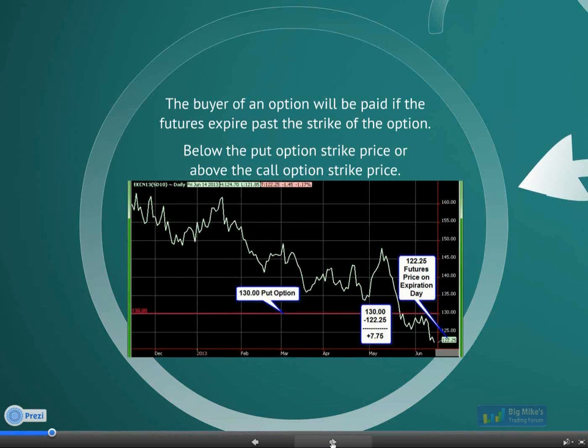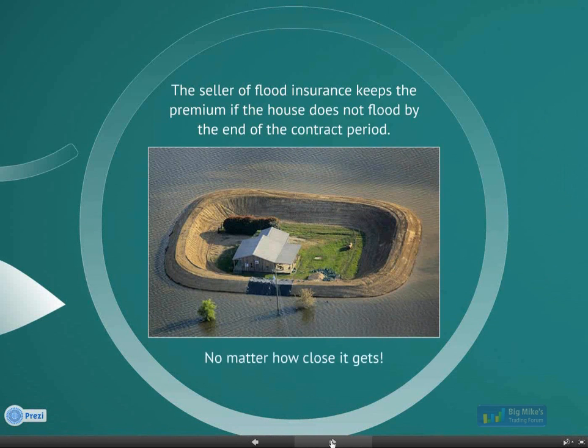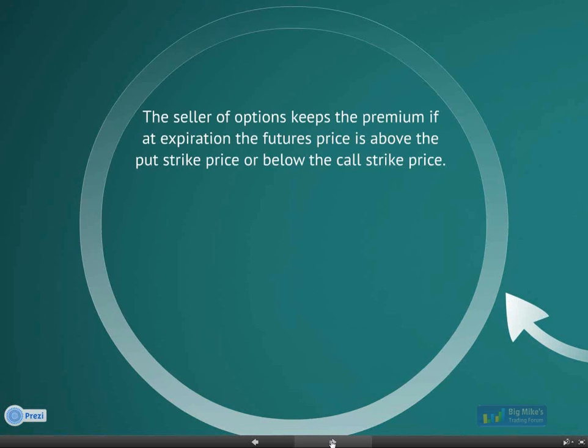The seller of flood insurance keeps the premium if the house does not flood by the end of the contract period, no matter how close it gets. The seller of options keeps the premium if the expiration of the futures is above the put strike price or below the call strike price.